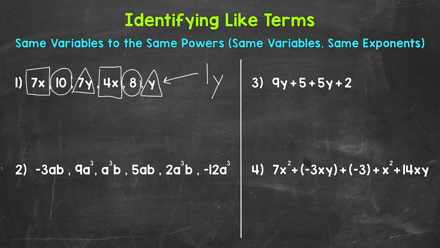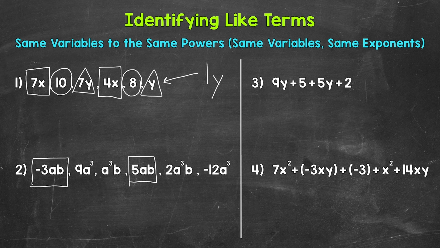We will start with negative 3ab. So let's box in negative 3ab and find the like term. So we need those variables of a and b. And both of those variables are to the power of 1. So the like term is 5ab.